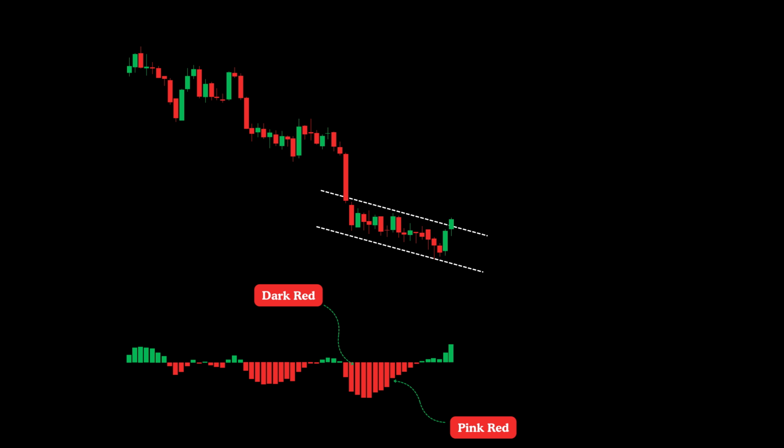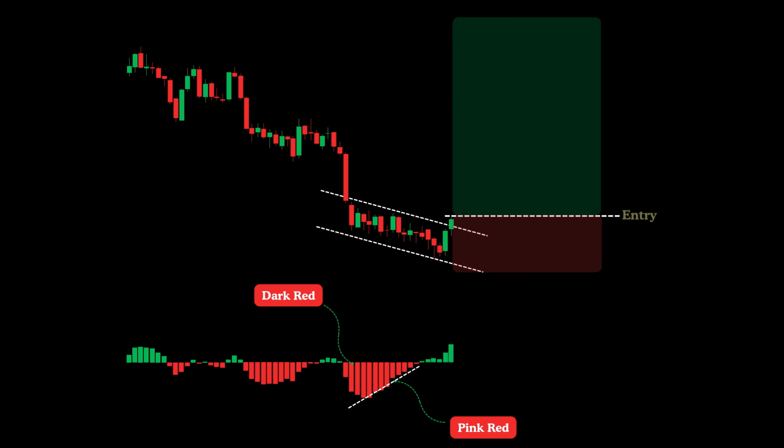This indicates sellers are becoming less active in pushing the market down, which is why the bars in the histogram are shrinking in size and their color is changing. If the market is dropping and pink bars are forming in the histogram instead of red bars, and their size is decreasing, it means sellers are losing strength. In such a situation, you can take a long trade on a breakout with a small stop loss.